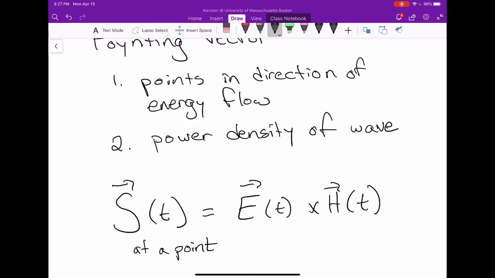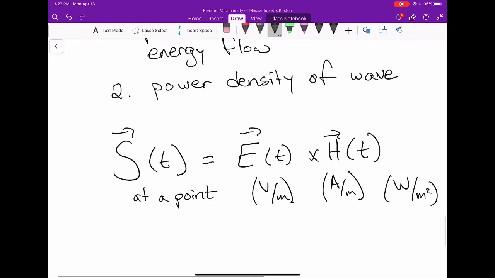So that is, at a point, the power density of the wave. So it's got units of watts per meter squared, which makes sense because the electric field has units of volts per meter and the magnetic field has units of amps per meter. Those things don't really make any sense until you cross them and get the Poynting vector. So this is the instantaneous Poynting vector.